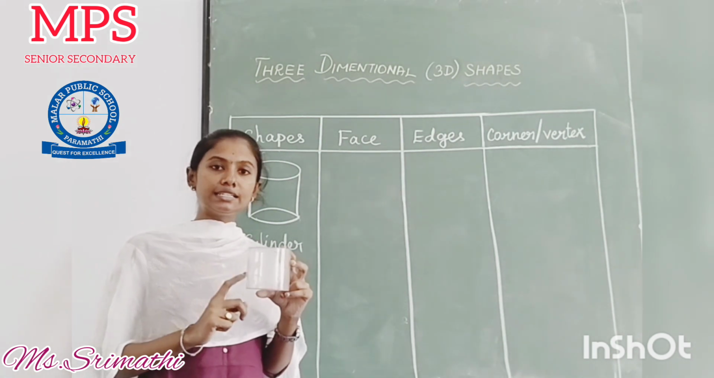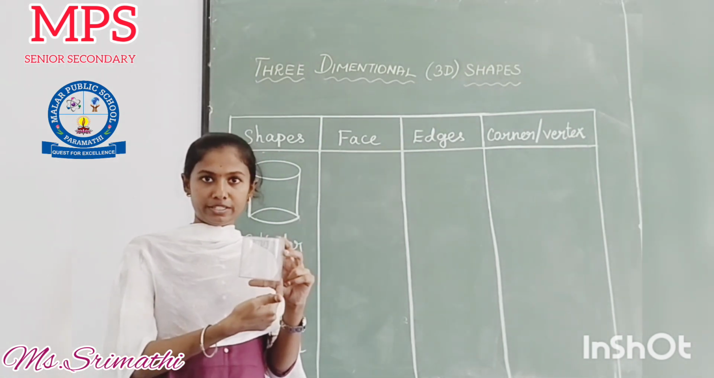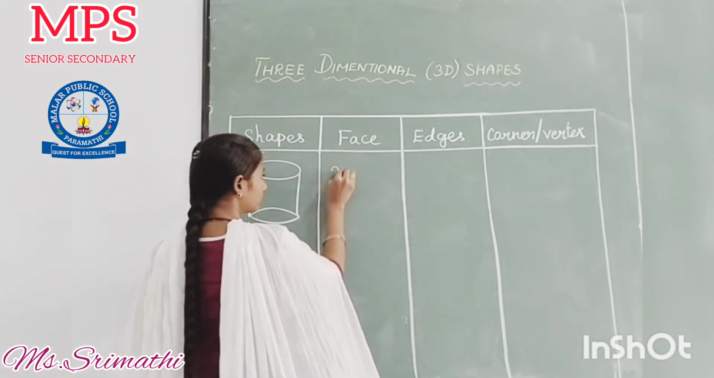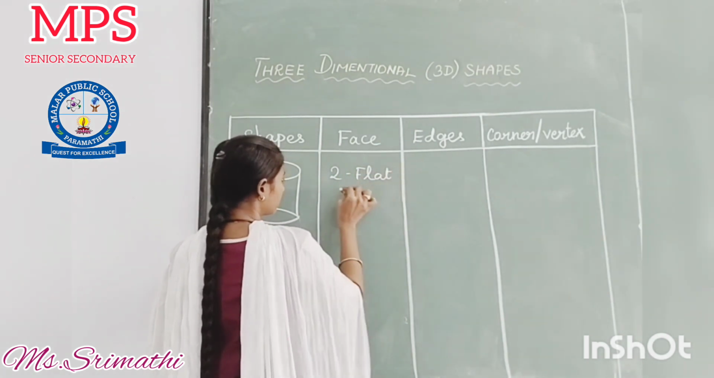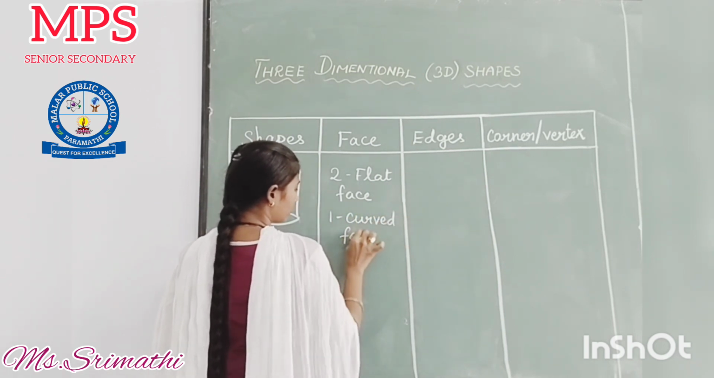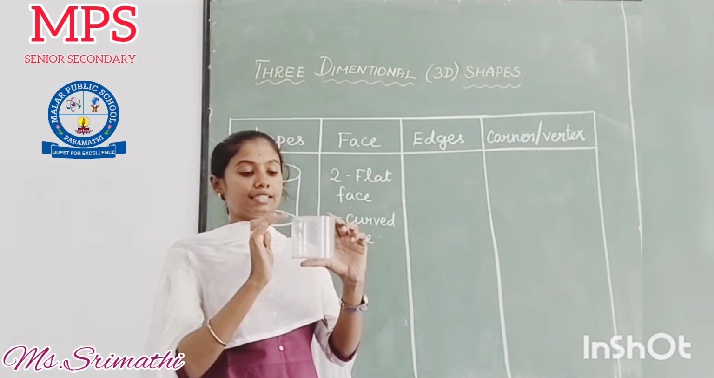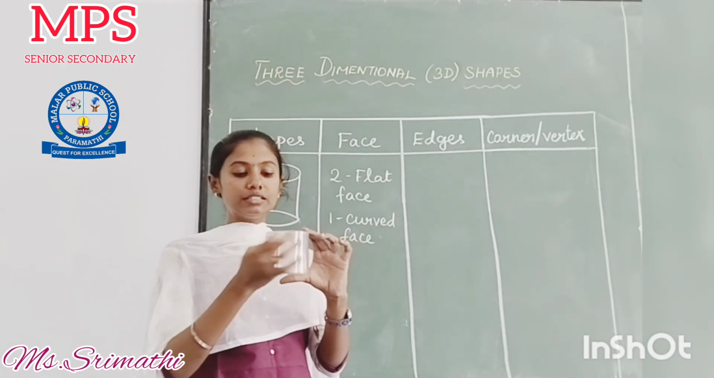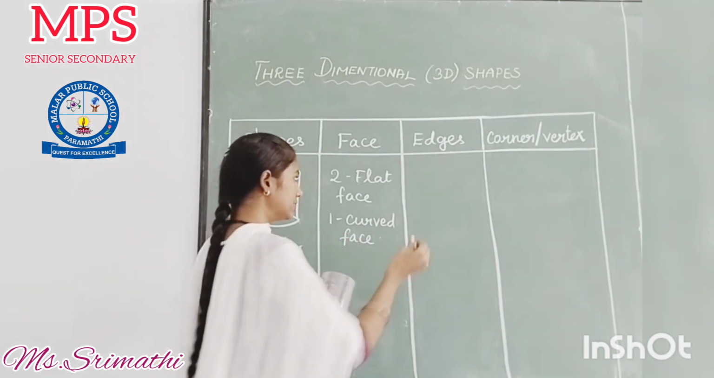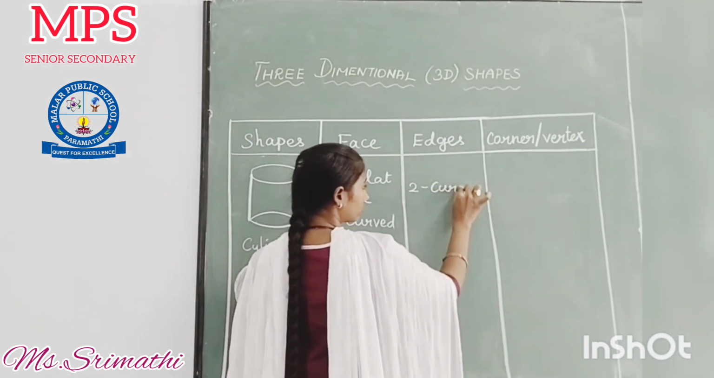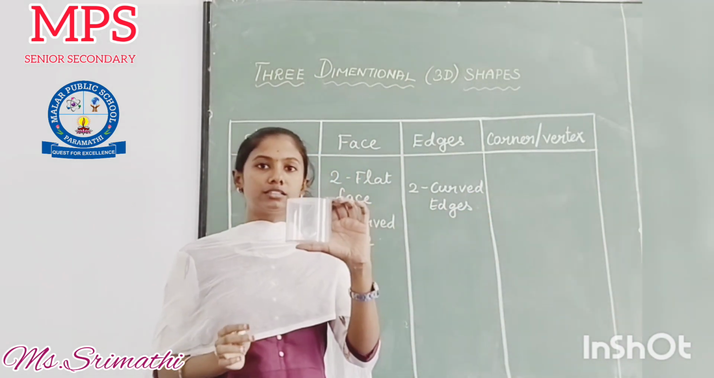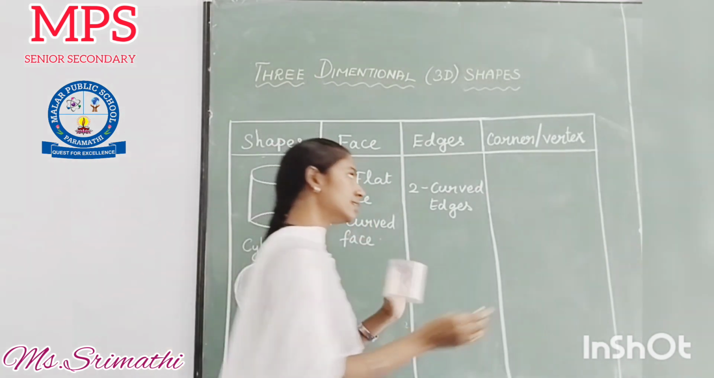Next is the cylinder. A cylinder has 2 flat faces and 1 curved face. So how many faces are there in the cylinder? There are 2 flat faces and 1 curved face. Next are the edges. There are no straight edges here. This is also a curved edge. So here one curved edge and here also one curved edge. So totally 2 curved edges are there in a cylinder. Is there any corner in a cylinder? No, there are no corners in the cylinder.